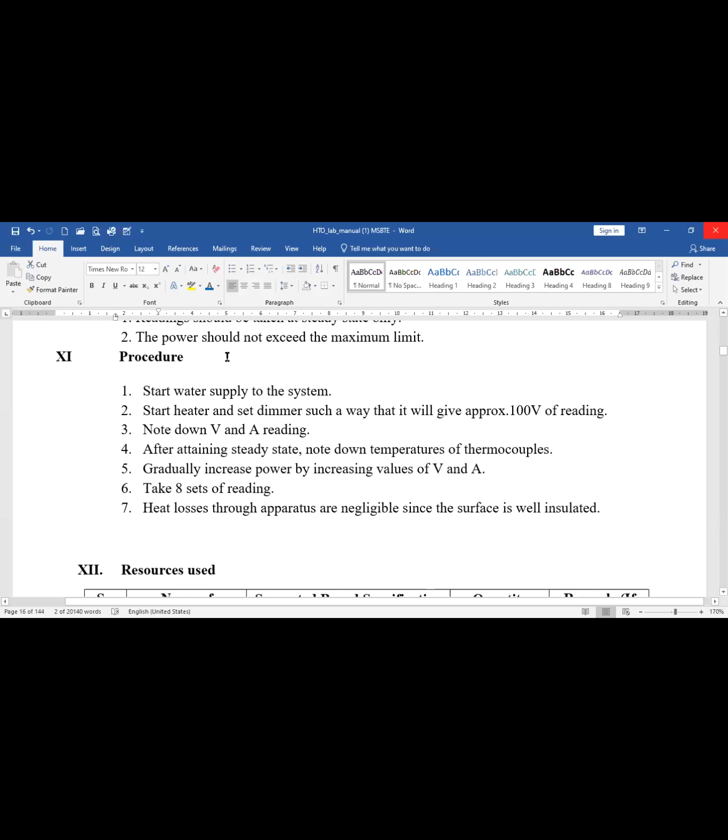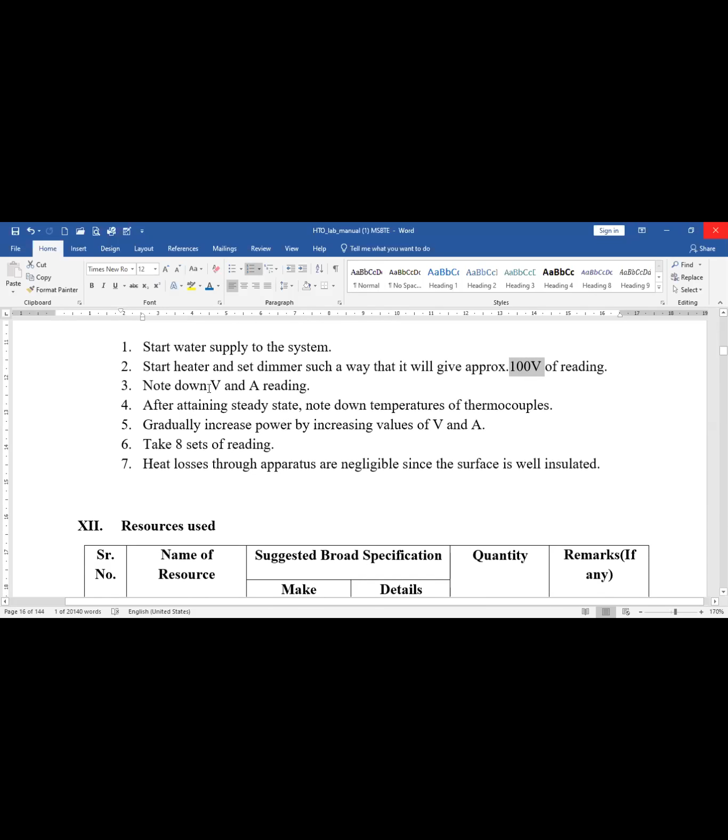Then the procedure. Start the water supply to the system, because before the heater we have to supply this water for gaining the heat, otherwise this heater can be damaged without the water. So first step is to start the water supply to the system, then start the heater and set the dimmerstat in such a way that it will give approximately 100 volts of reading. Depending on the requirement of your experiment, you can change the voltage. Note down the voltage and current, that is in ampere, from the digital display.